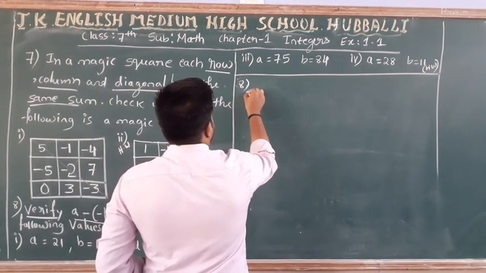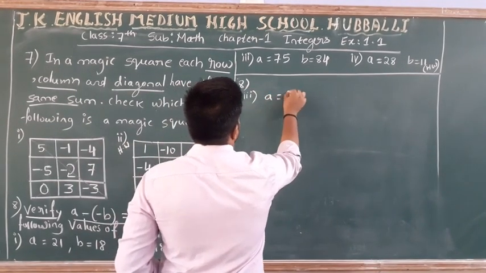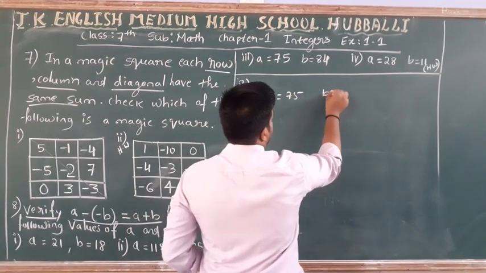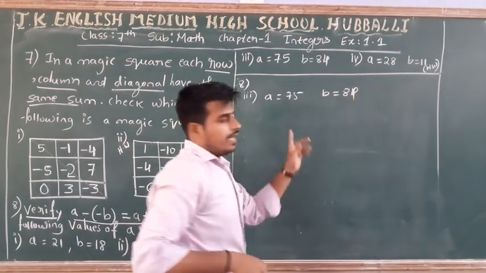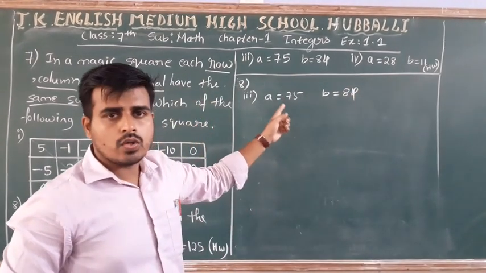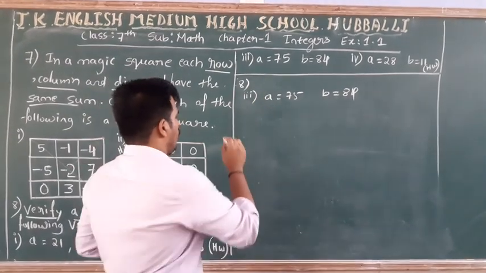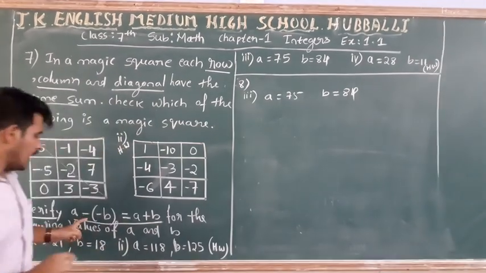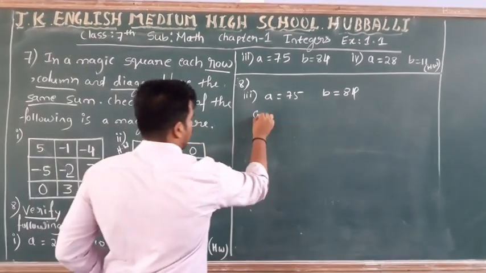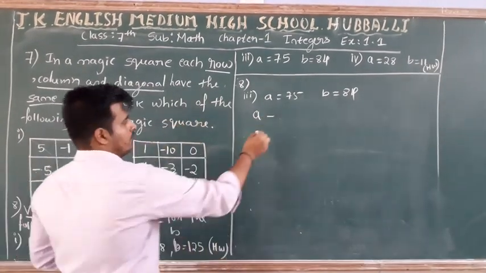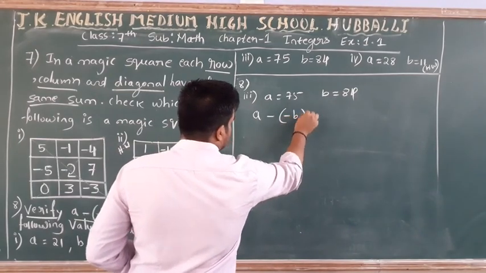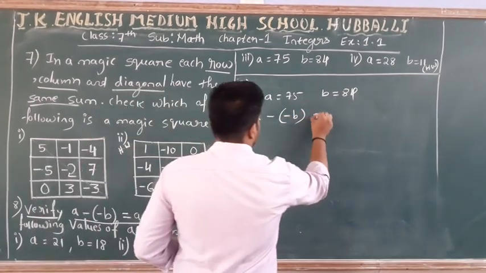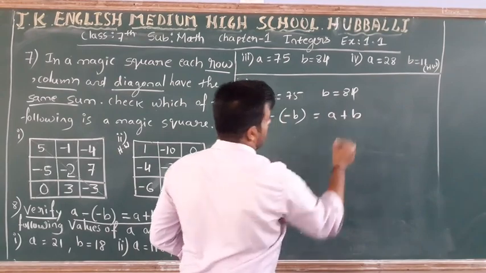Eighth class, third one. A is equal to 75. B is equal to 84. What do we need to verify? We need to verify this formula: A minus under bracket minus B is equal to A plus B.